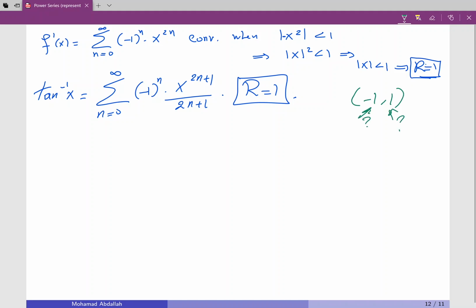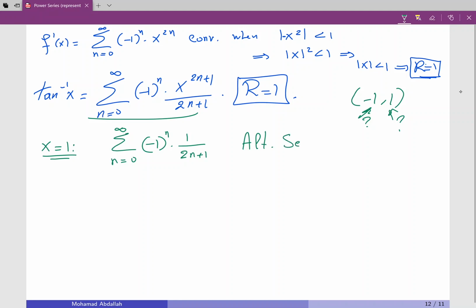So let's see. When x equals 1, this series becomes the sum from n equals 0 to infinity of negative 1 to the power n times 1 over 2n plus 1. Is this convergent? Yes. By the alternating series test, it converges.